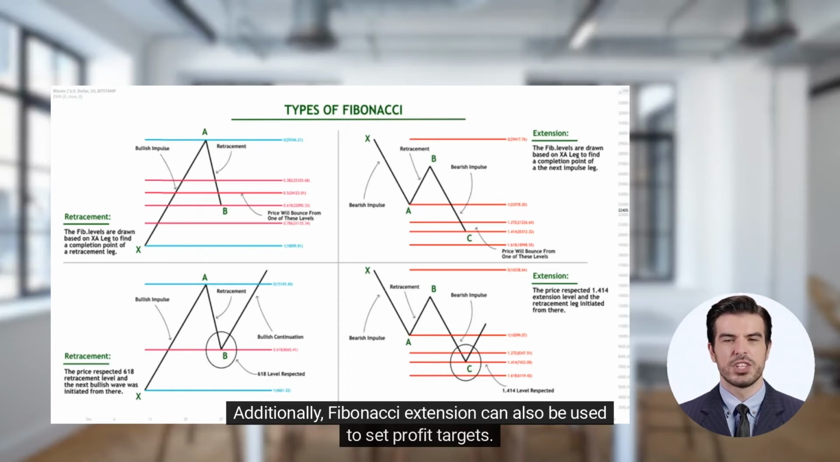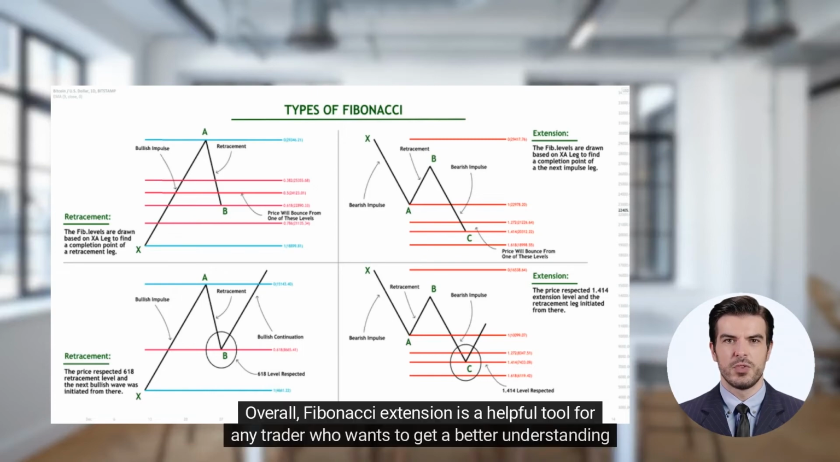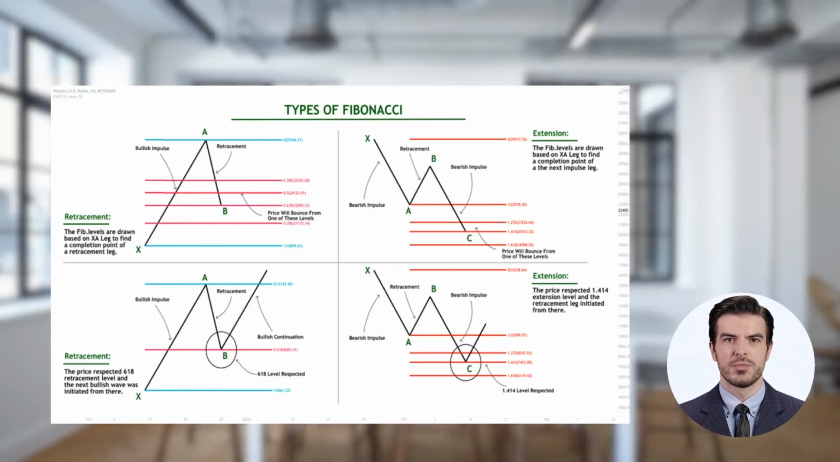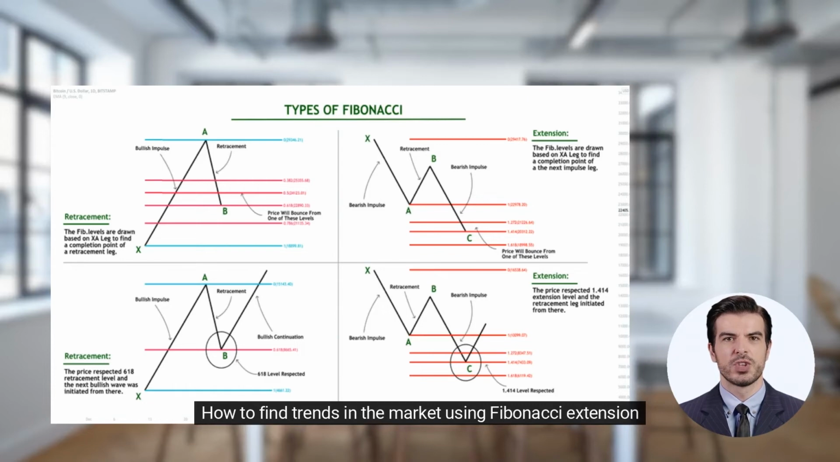Additionally, Fibonacci extension can also be used to set profit targets. By knowing where potential support and resistance levels are, you can better set your price target for taking profits. Overall, Fibonacci extension is a helpful tool for any trader who wants to get a better understanding of the market. By identifying key levels of support and resistance, you can better predict market movements and set realistic profit targets. How to find trends in the market using Fibonacci extension.